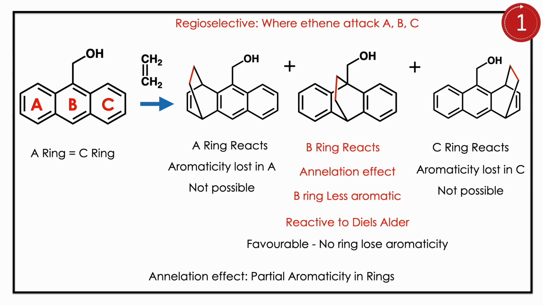Annihilation effect means partial aromaticity here. So the B ring is very weak. The B ring forms the major product. A and C preserve the aromaticity, and only the B ring forms the aromatic compound. So the concept you have to learn here is that in anthracene the B ring is weak. It will undergo the Diels-Alder reaction, which in turn promotes the regioselectivity.